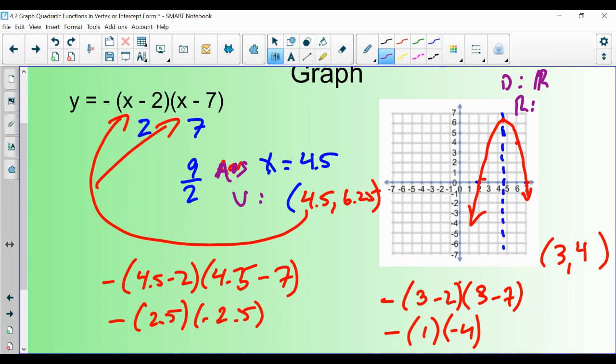As for the range, this graph goes down forever, but it doesn't go up forever, right? It never goes above this y value. Well, what is that y value? What's the highest this graph ever reaches? Well, we know what the vertex is. We know what this point is. It's 4.5 comma 6.25. So this is going to achieve all y values less than or equal to 6.25.